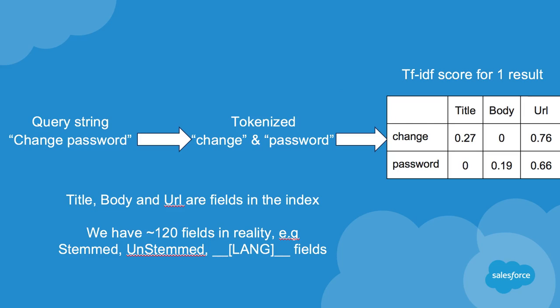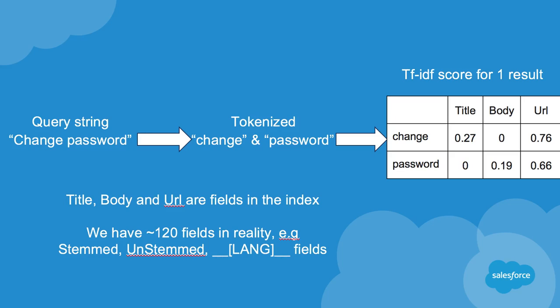Suppose you're searching for the term change password. This query gets tokenized, or broken down, into two tokens, change and password, and for each term we can compute a TF-IDF score with respect to certain fields of the document. TF-IDF is a measure that reflects how important a word is to a document in a collection or corpus.